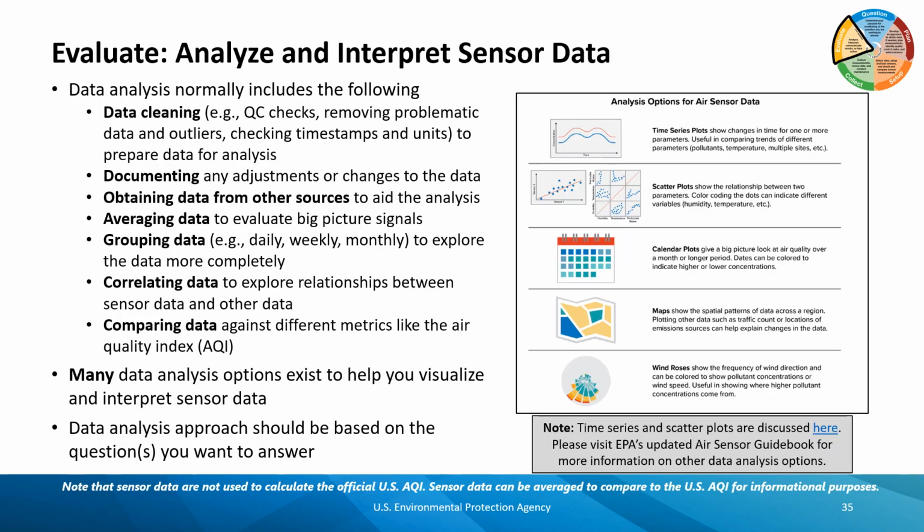The fifth step in planning a study is to evaluate. Analyzing air sensor data includes several steps, consisting of cleaning data, documenting changes or adjustments, obtaining data from other sources to aid in analysis, averaging and grouping data, and correlating and comparing data to other sources of metrics, like the U.S. Air Quality Index. There are many visualization options that may help you interpret your data. These include time series plots, scatter plots, calendar plots, maps, and wind roses. The best approach for your study will depend on the research questions you want to answer.